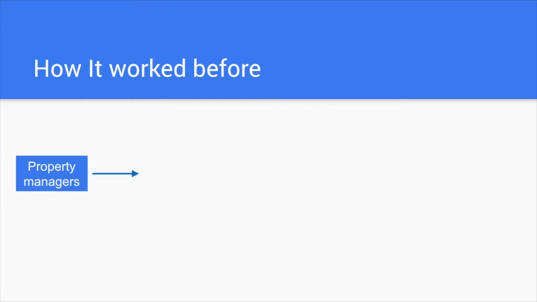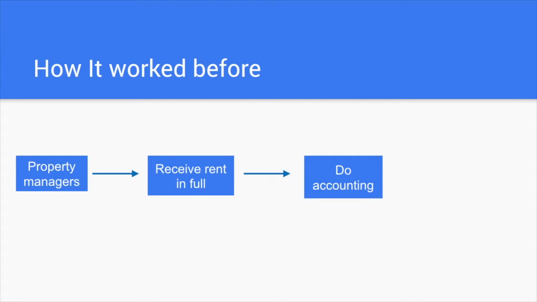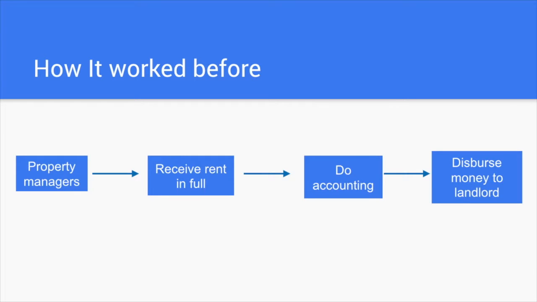So for property managers, they had to receive the rent in full, and then they do the accounting since they are serving multiple landlords, and then they disperse money to the landlord. However, the accounting part is where it was hectic, and to disperse money is also a hectic process and it had its own overhead costs.